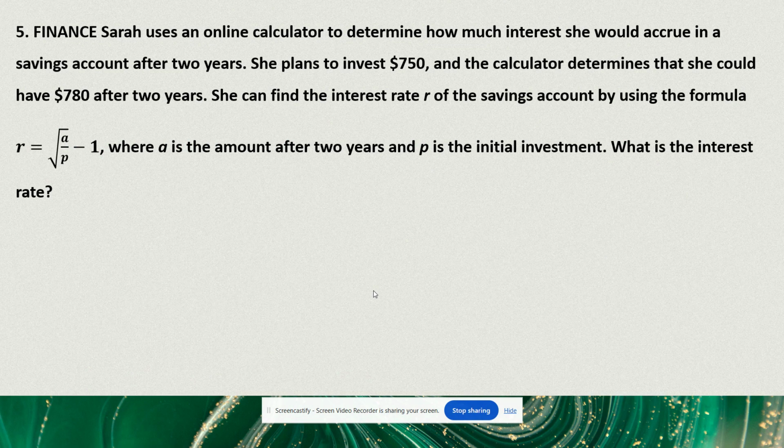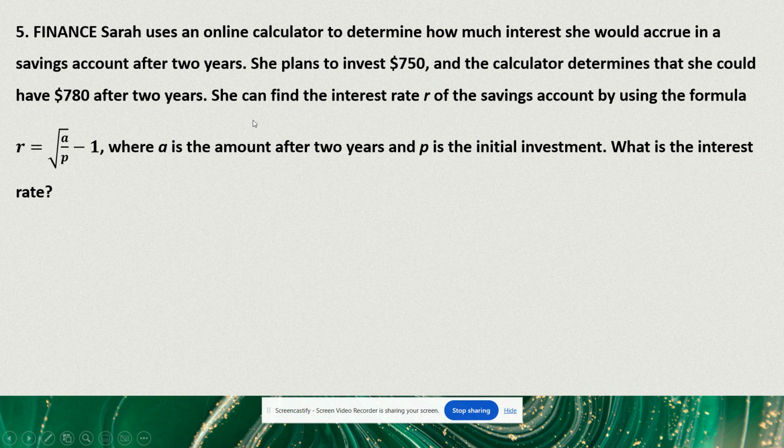Okay? Let's take a look at our word problem here, finance. Sarah uses an online calculator to determine how much interest she would accumulate, maybe, in a savings account after 2 years. I guess that's why I'm a math teacher, not a language teacher. Okay? She plans to invest $750, and the calculator determines that she could have $780 after 2 years.